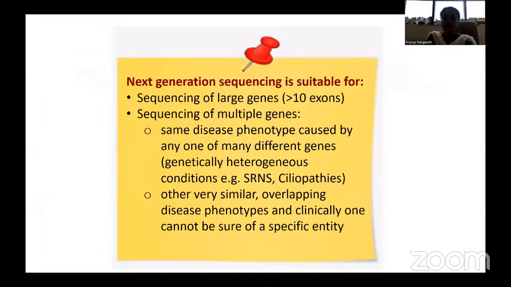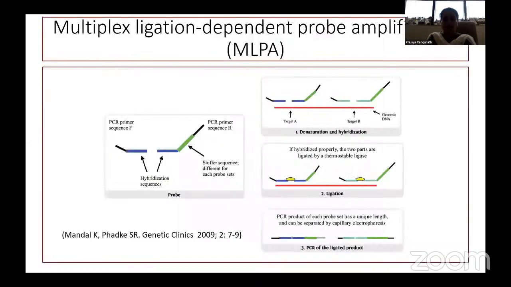So NGS is actually suitable for sequencing large genes and for sequencing multiple genes. In fact, for many of the CKDs, we know that the same disease phenotype can be caused by any one of many different genes, for example SRNS, and so on. So these are genetically heterogeneous conditions, and NGS is definitely the best modality at present to sequence these genes. Sometimes you also have overlapping disease phenotypes, and it is very difficult to say that you have to check this gene only. So even in such scenarios, NGS helps you.